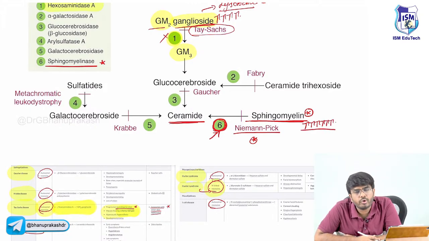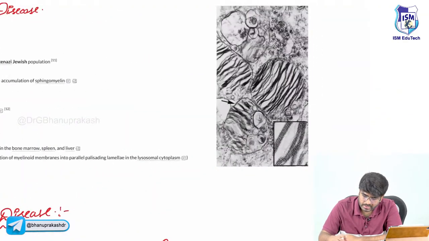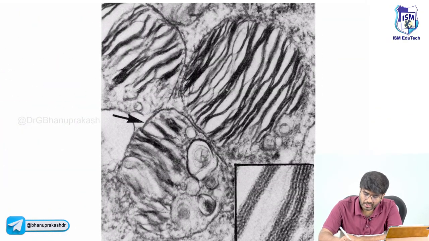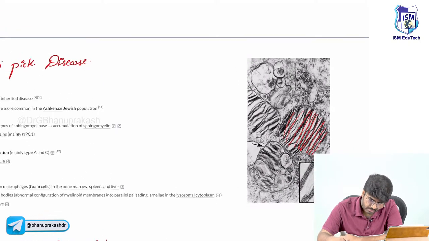Now, sphingomyelin starts to accumulate inside the lysosomes, so that will lead to this kind of appearance. What is this appearance, sir? These are called the zebra bodies. And the zebra, you see the white and black stripes, right? So these are the zebra bodies.